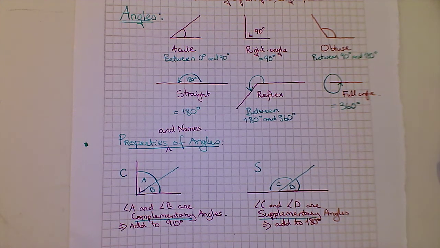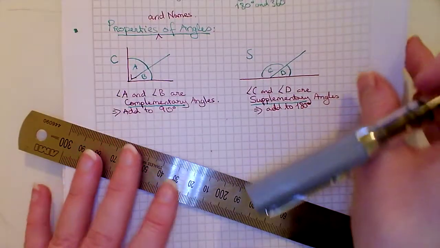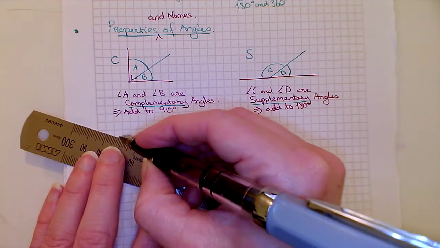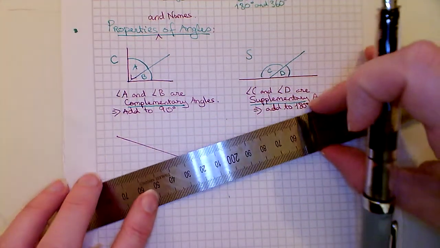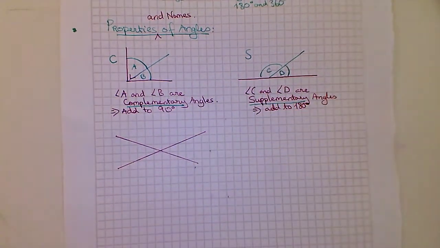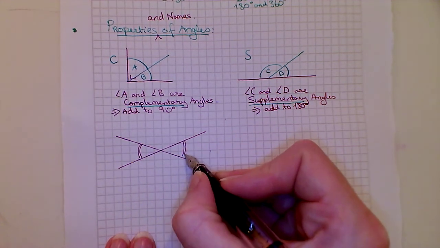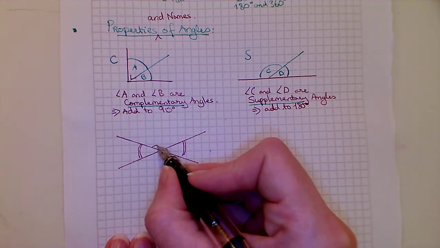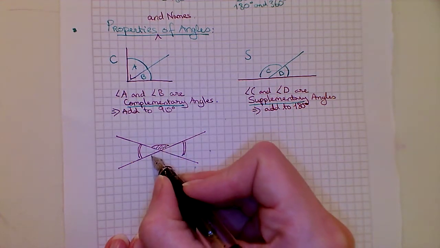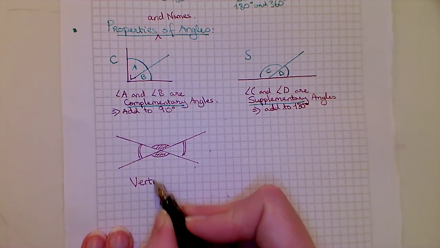Okay, we have some other facts about angles. If I have two lines crossing like this, it forms two pairs of equal angles. And the angles that are across from each other are equal. So the name for this is vertically opposite angles.